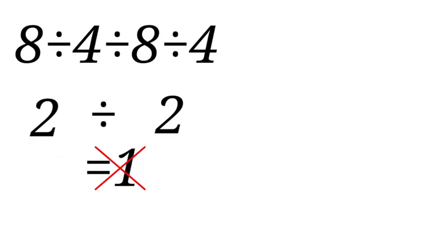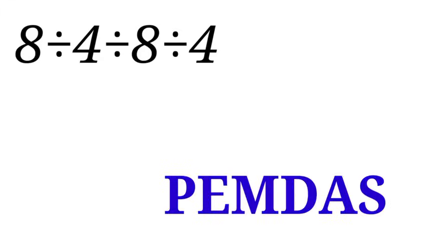Why? Because we did not follow the order of operation here. So, we have to follow the order of operation in order to solve this correctly. Now, we are going to be using PEMDAS. P is for parentheses, E is for exponent, M is for multiplication, D is for division, A is for addition, S is for subtraction. Now, if we look at our question, all the signs we have are division signs. So, even though it is only division signs that we have, we still have to go from left to right.